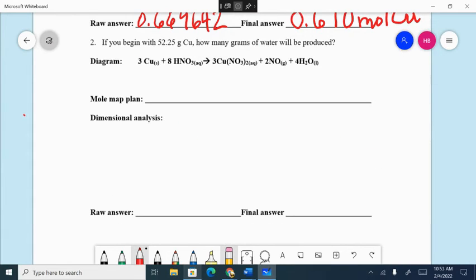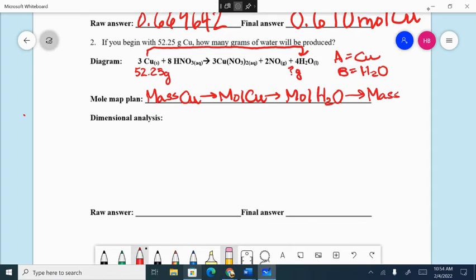Next problem states, if you begin with 55.25 grams of copper, how much water will be produced? So I'm going to put my given underneath, and I'm going to make an arrow to what they're asking us to find. So I start with mass and I end with mass. So I'm going to start at mass of A and end at mass of B. So I'm going to change mass of A to moles of A, moles of A to moles of B, moles of B to mass of B. So in this case, A is copper and B is water. Three arrows, three conversion factors, three-step problem.